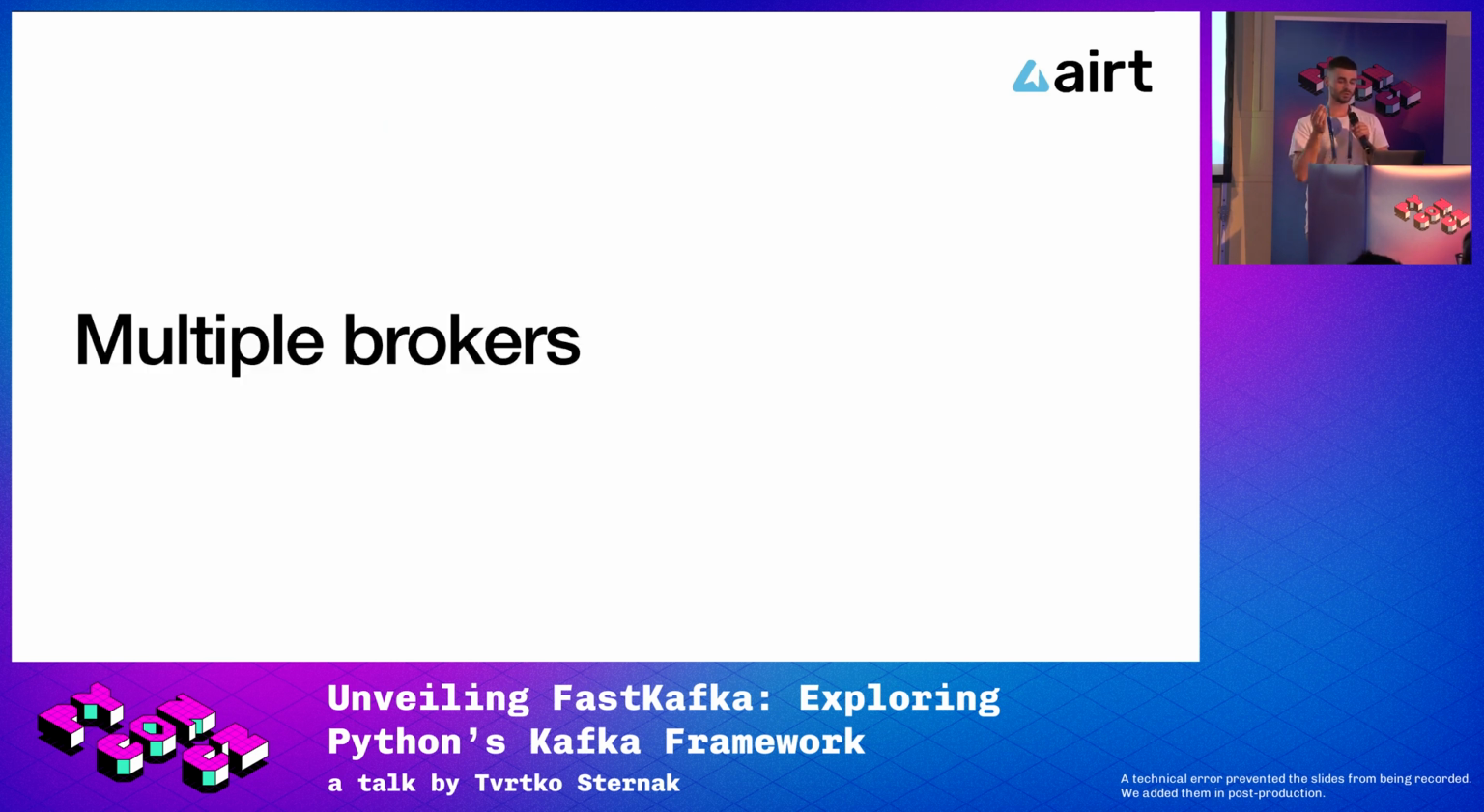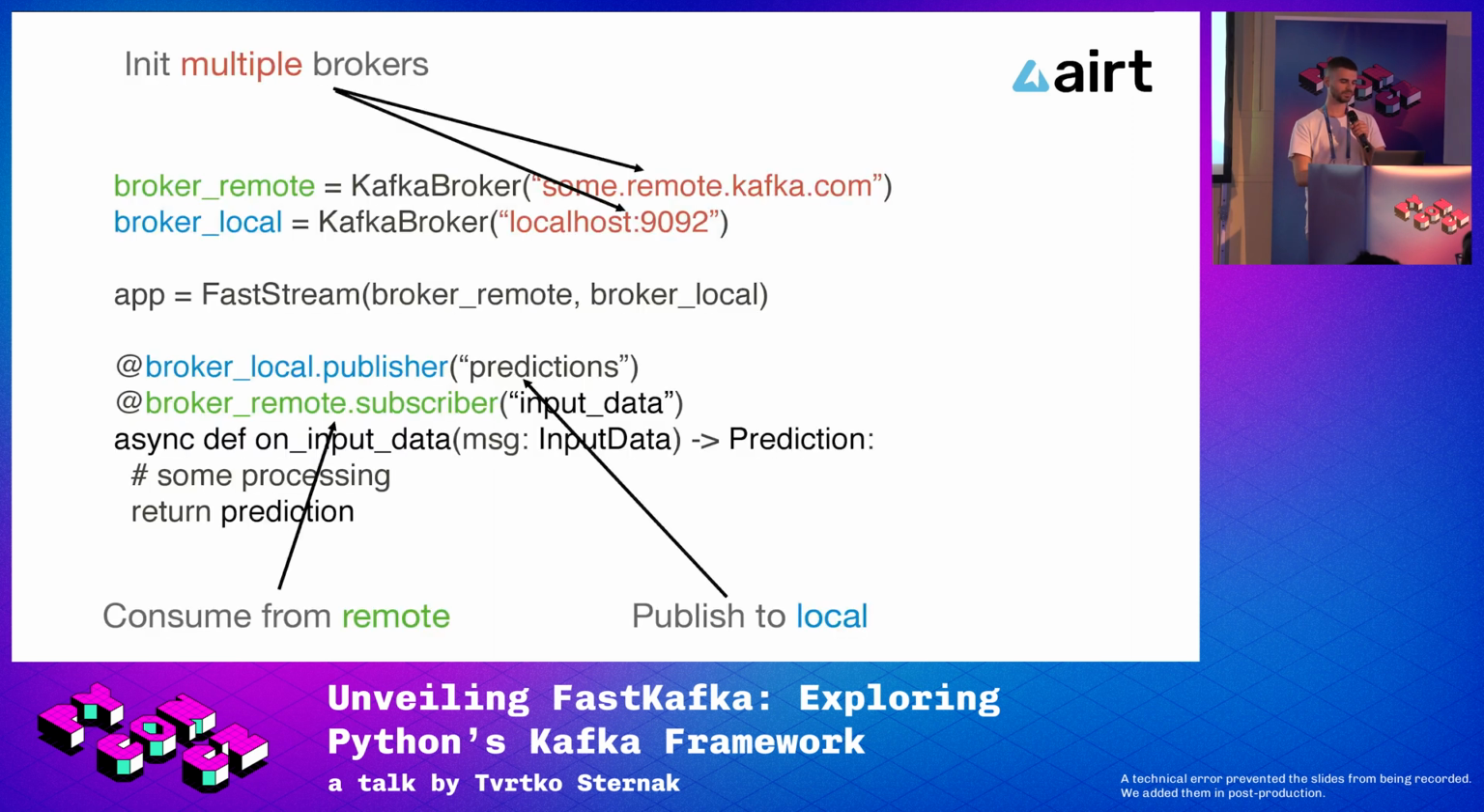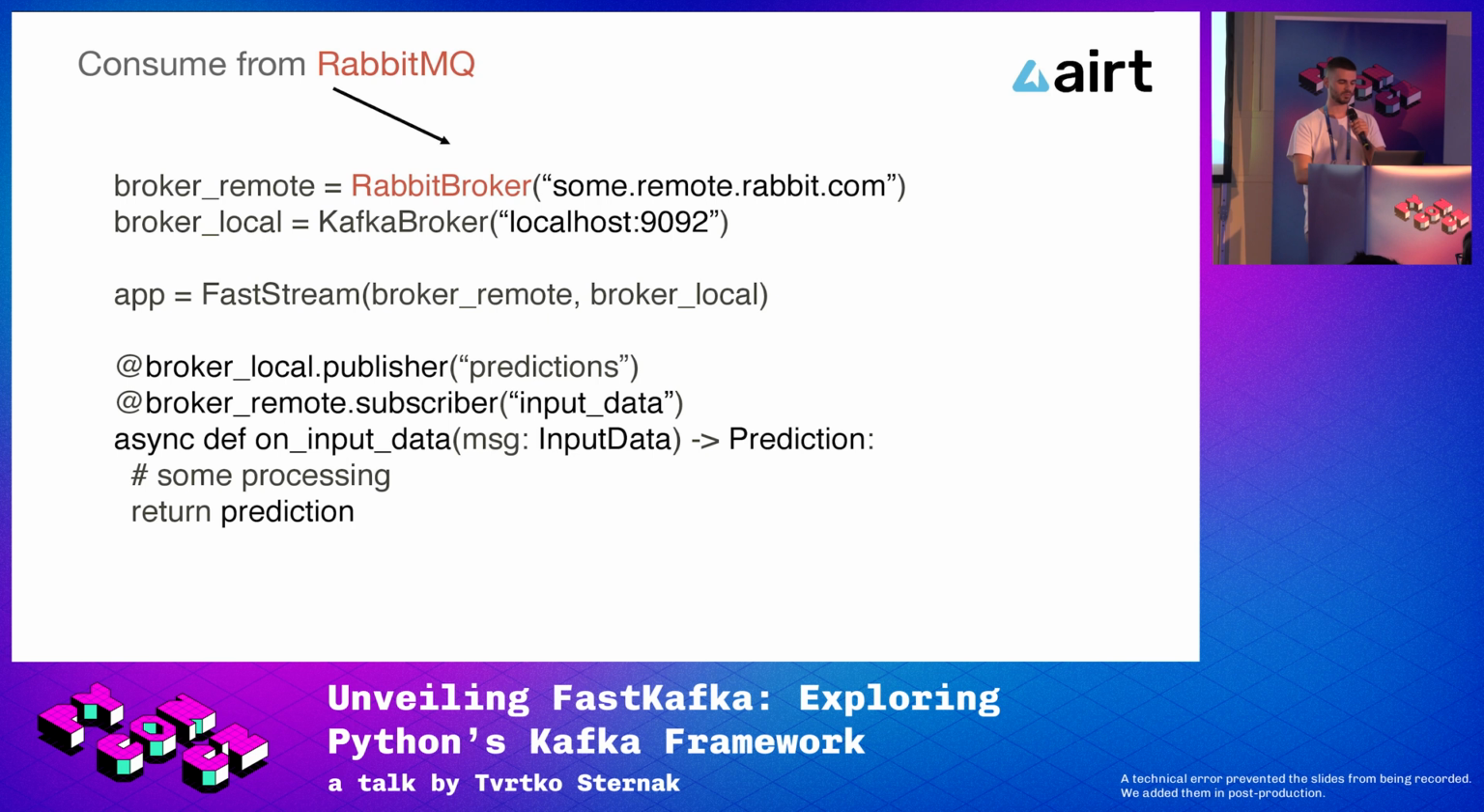And also you want to have possibly multiple brokers. So let's say you want to consume the flowers from a remote broker, and you want to publish the predictions onto your local broker. So you can define two brokers. One connects to the remote, one connects to your localhost. And then you decorate your function with the subscriber and publisher, and it will consume from remote and publish to a local Kafka broker. In some case, if you want to consume from Rabbit and produce to Kafka, you can do just that.